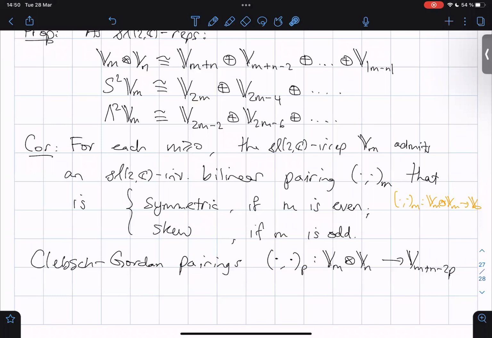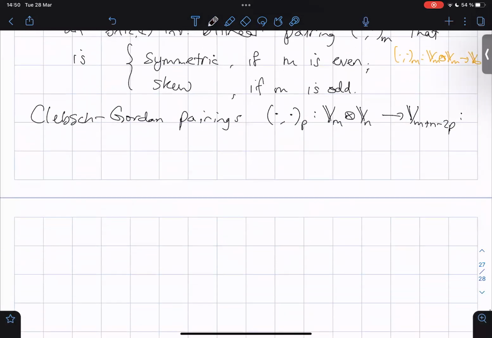Okay, so what do these look like in general? Because we have this picture in terms of polynomials, we can express this in terms of polynomials. So let F and G be like so. F here is in V_M, a homogeneous polynomial of degree M. This one is of degree N. So what does this look like? There's a lovely formula here in terms of binomial coefficients.